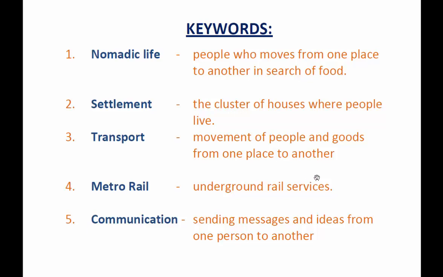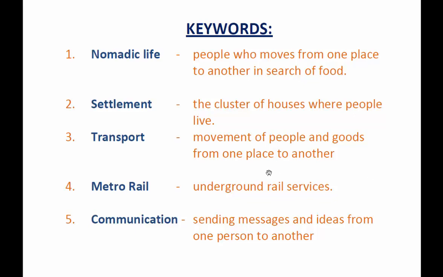The first one is nomadic. Nomadic means people who move from one place to another in search of food. Settlement, the cluster of houses where people live. Transport, movement of people and goods from one place to another. Metro rail, underground rail services. Communication, sending messages and ideas from one person to another.